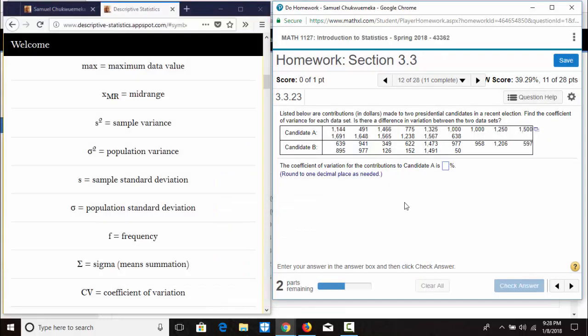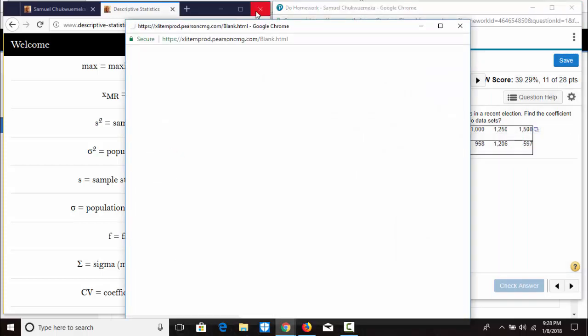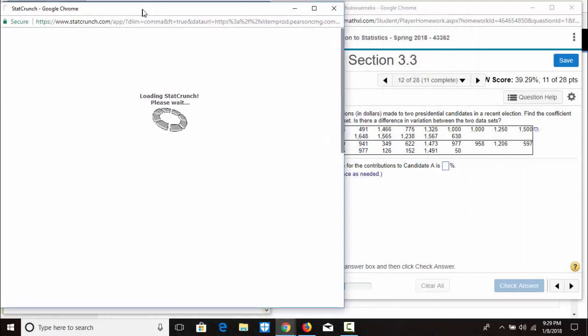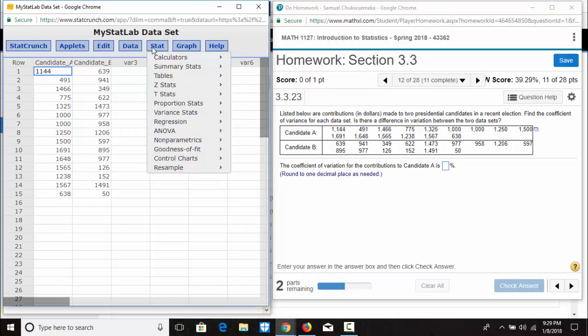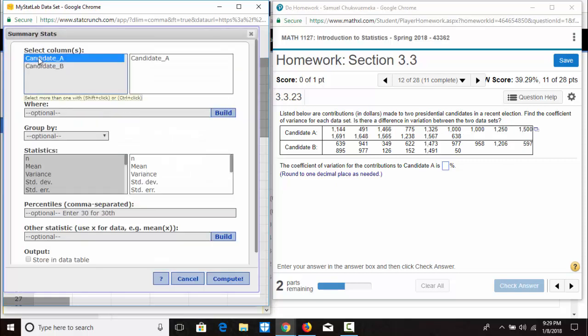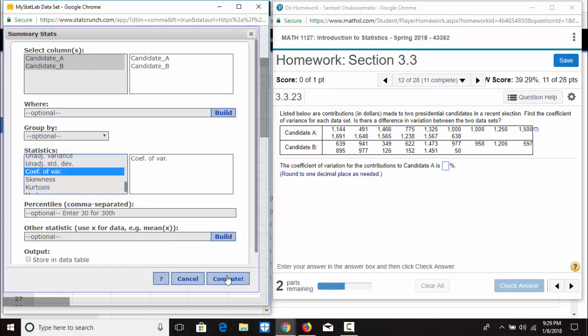Question 12. Listed below are contributions in dollars made to two presidential candidates in a recent election. Find the coefficient of variation for each data set. Is there a difference in variation between the two data sets? Okay, let's find the coefficient of variation. Click, open in StatCrunch. Stats, Summary Stats, Columns, select the two candidates and click coefficient of variation, compute.